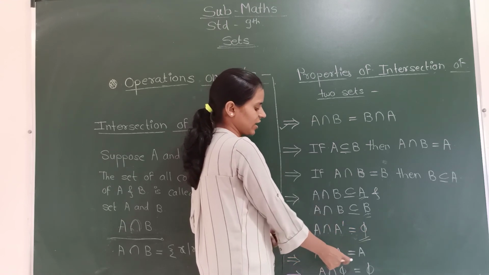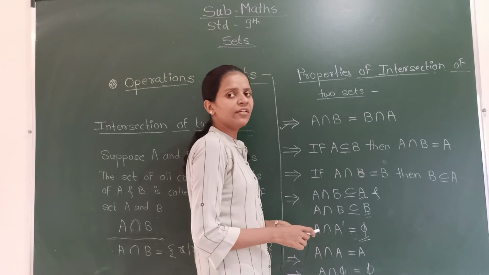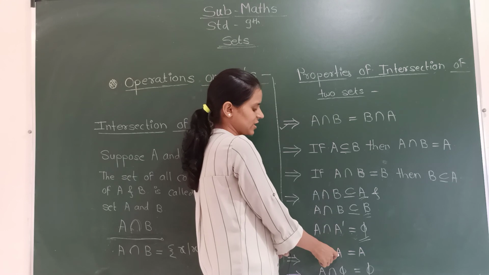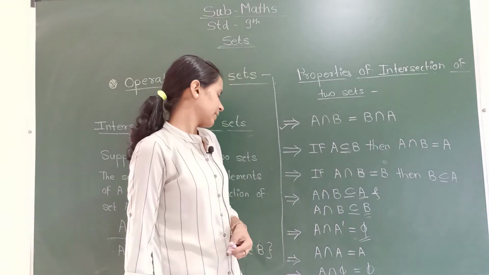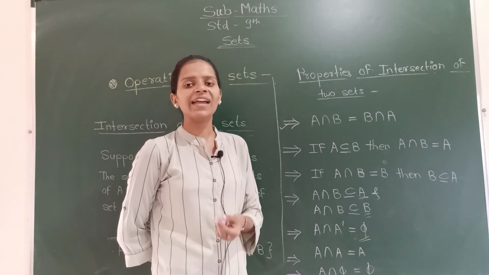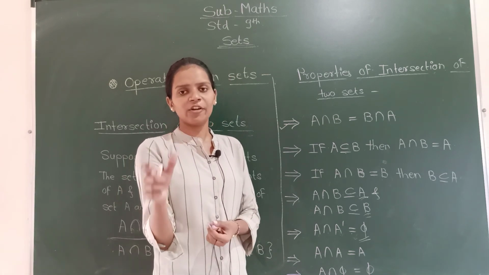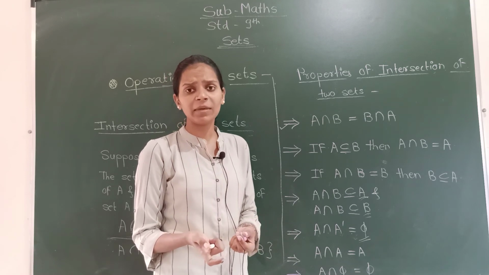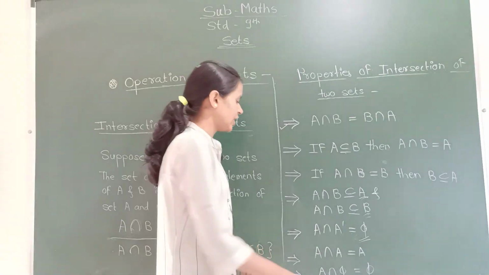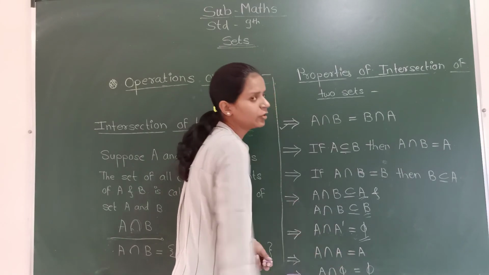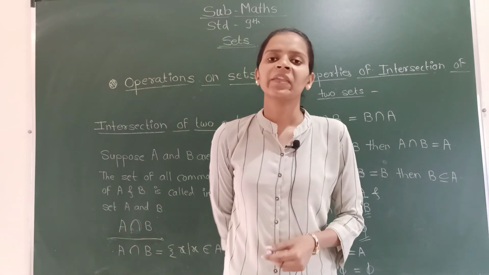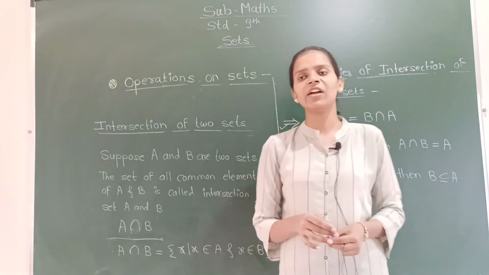After that, A intersection A is equal to A. If we are taking the common elements between the same sets, then A intersection A is equal to A. And the last one, A intersection phi is equal to phi. Phi is the empty set. Then A intersection the empty set, there will be no single common element, because in the empty set there is no single element. Therefore, A intersection phi is equal to phi. Phi is the symbol of the empty set.